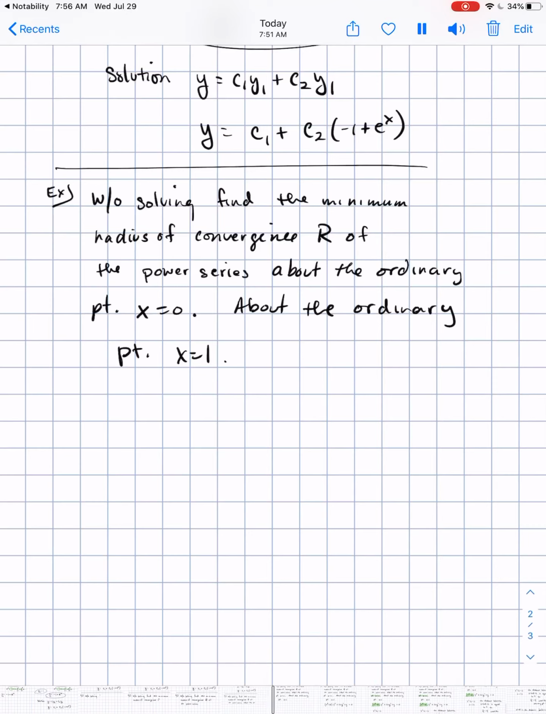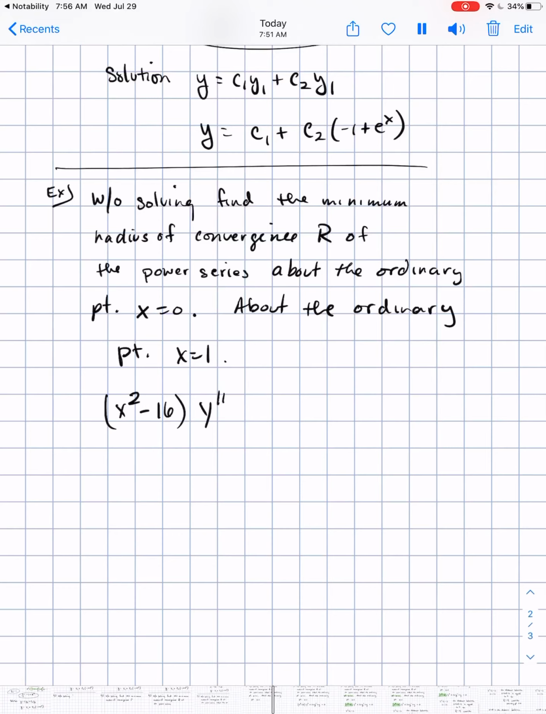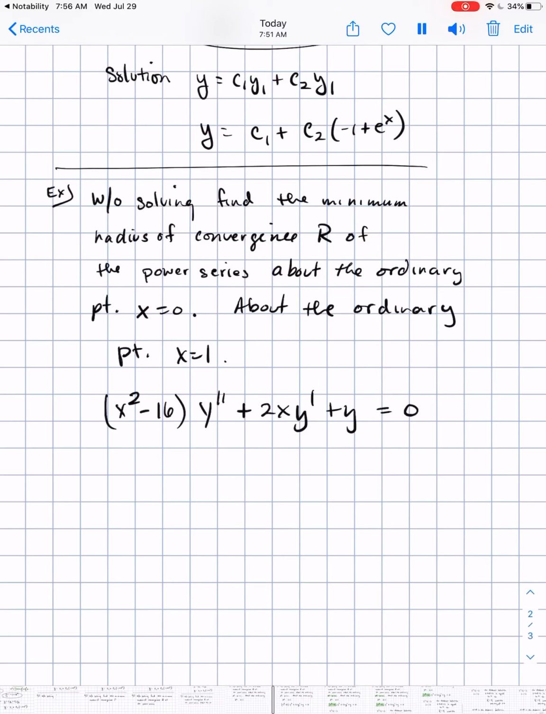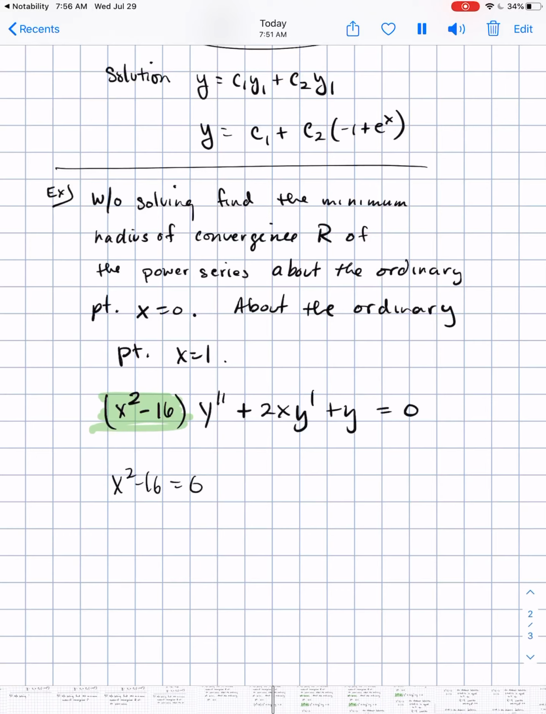say you get a differential equation, and I don't know, let's do x squared minus 16 y double prime plus 2x y prime plus y equals 0. And then what you really want to do is you're just taking this first term and taking that function in front of the second derivative, or whatever that leading order is, and you're just setting that to 0 and solving. So here I'll get plus or minus 4, right?